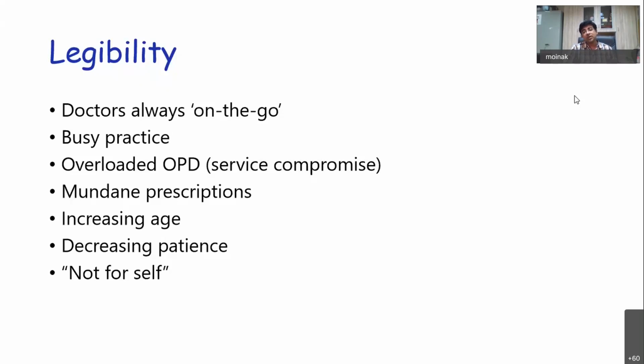And those of us who are writing the same kind of prescriptions every day, maybe for cough, cold, fever, you know, like pediatricians, the majority of pediatric practice in the community is cough, cold, fever. So for the pediatrician, it's a mundane prescription. He just goes on scratching the same thing for the next 5 set of patients. With our increasing age, our writing of prescription becomes even worse. Handwriting becomes worse, patience becomes less.